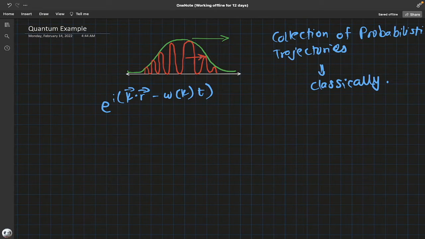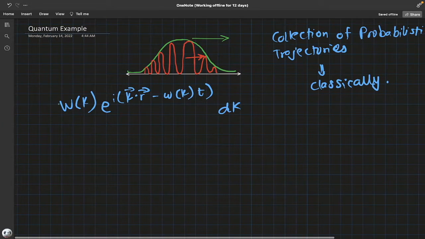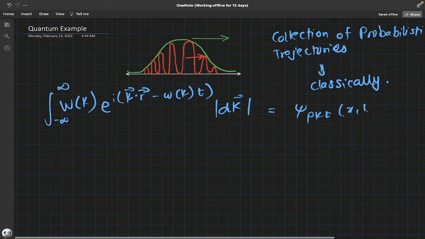If we do a superposition of waves with different k, it's going to be a summation, and since it's continuous, an integration over k with some weighting function from minus infinity to infinity, and that will give us our wave packet. A wave packet is basically what you get after you superimpose all these things: this red stuff.